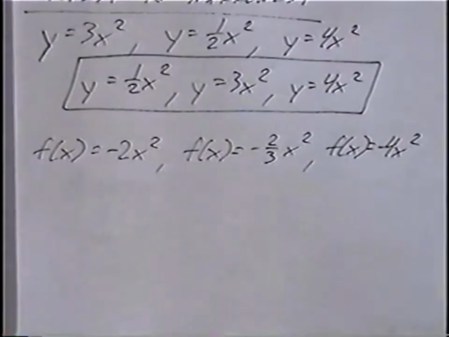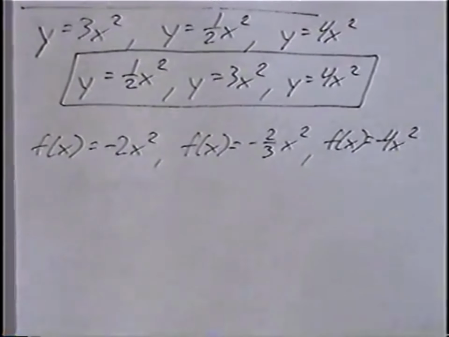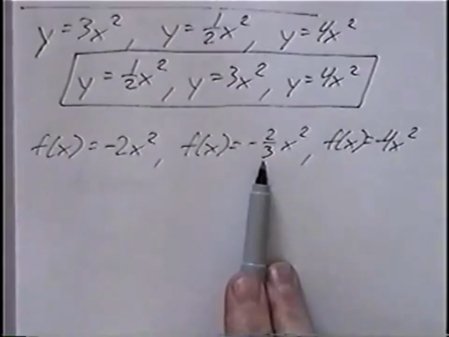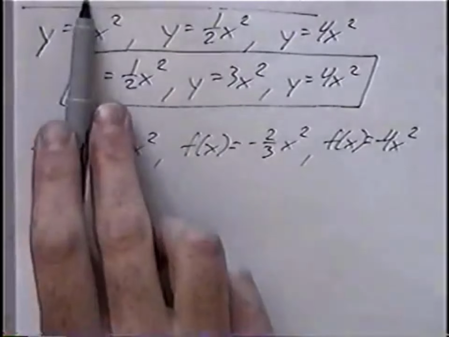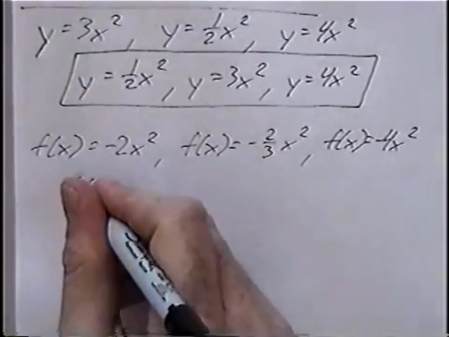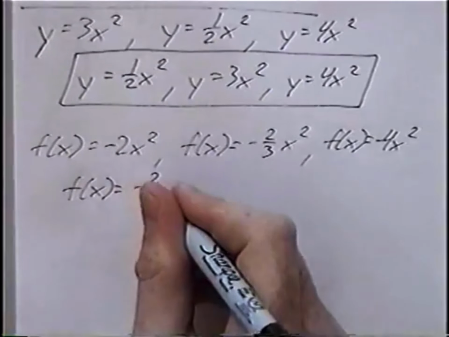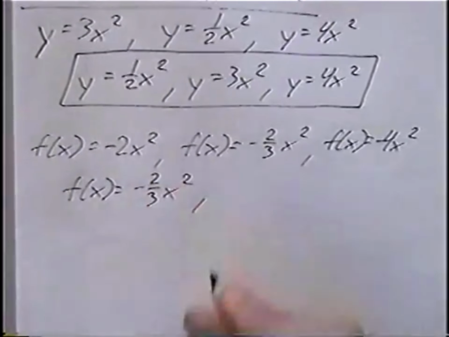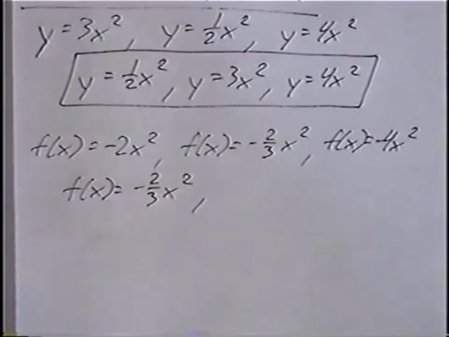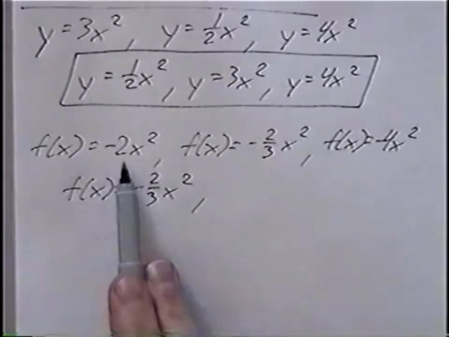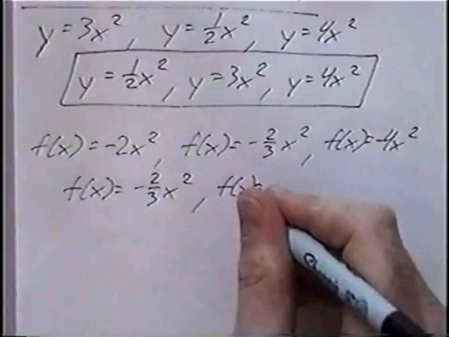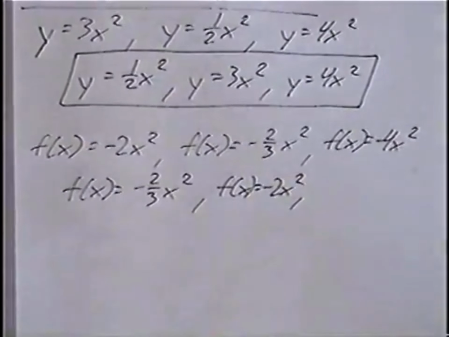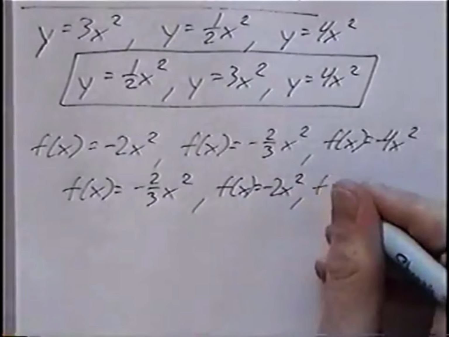When you have negative numbers, again, it's not the smallest number, but the number closest to 0. We have negative 2, negative 2/3, and negative 4. Negative 2/3 would be the closest to 0, which makes it the widest or shortest graph. So f of x, negative 2/3 x squared, will be our first graph when ordering from widest to narrowest. The next one, number closest to 0 after negative 2/3, would be negative 2. And the last one, the number farthest away from 0, would be negative 4.